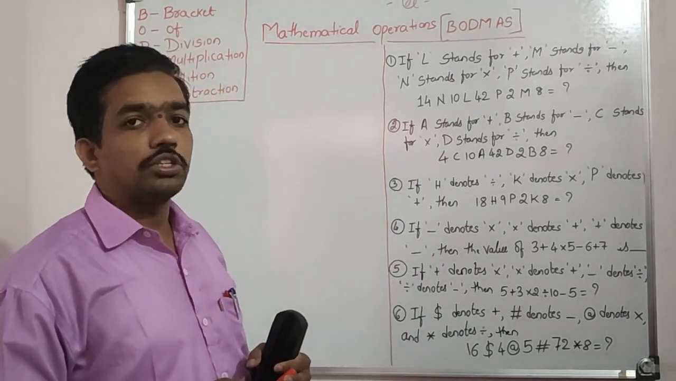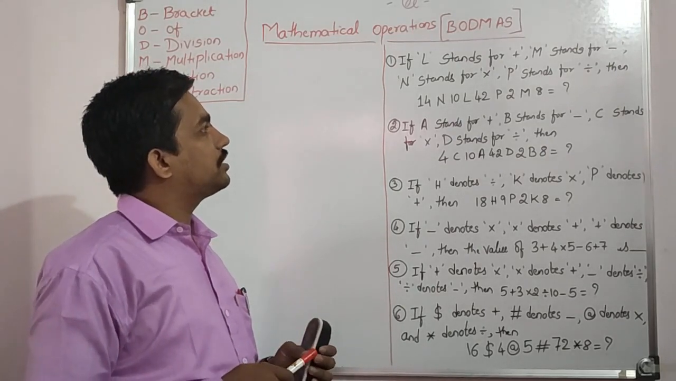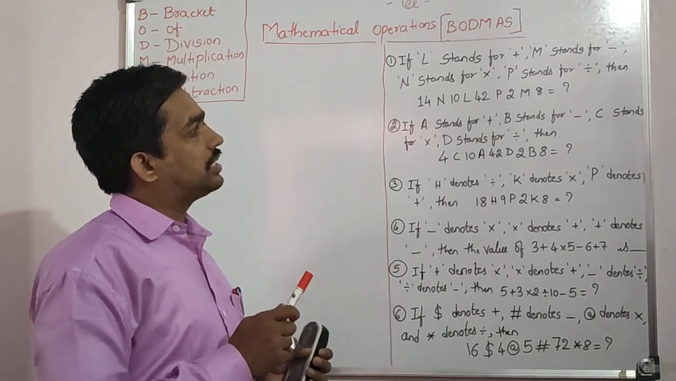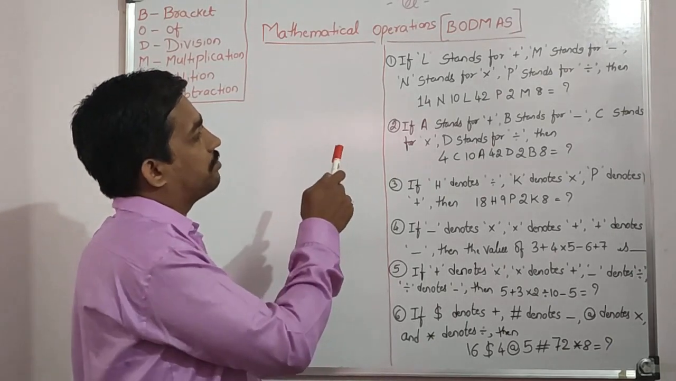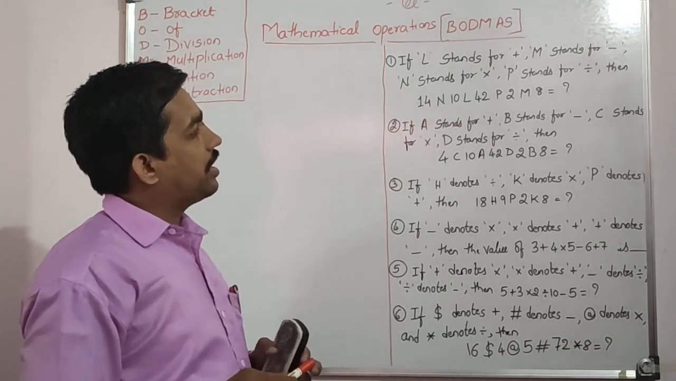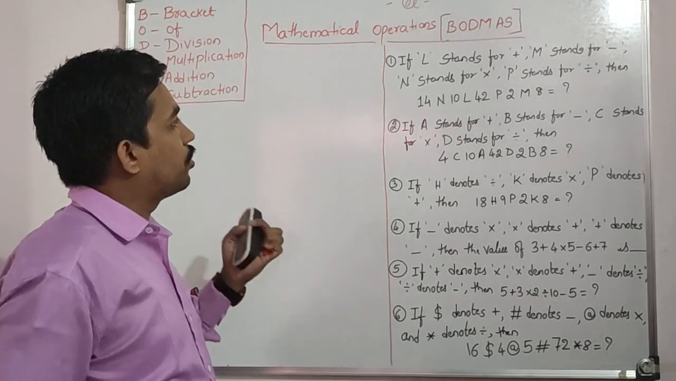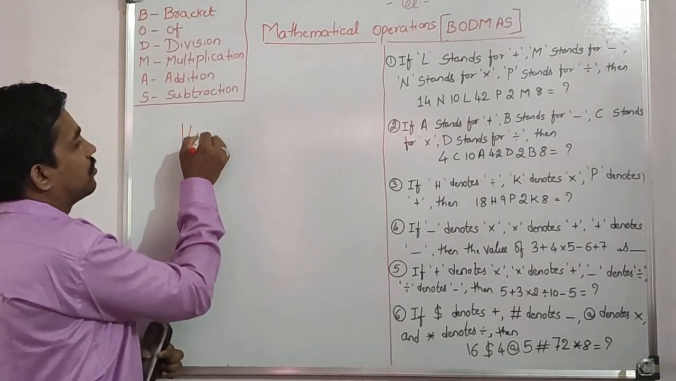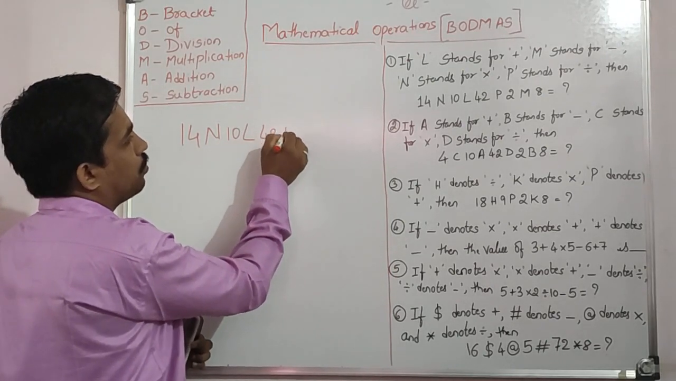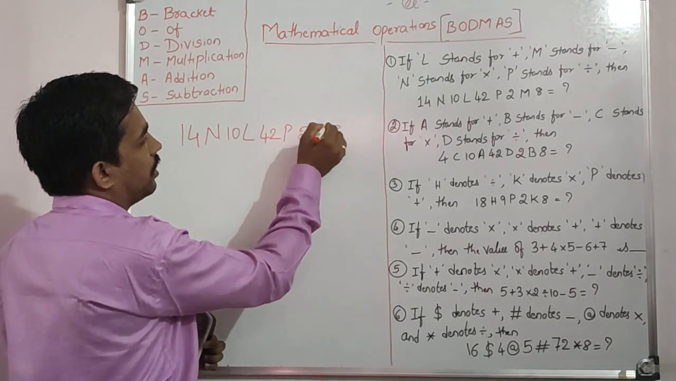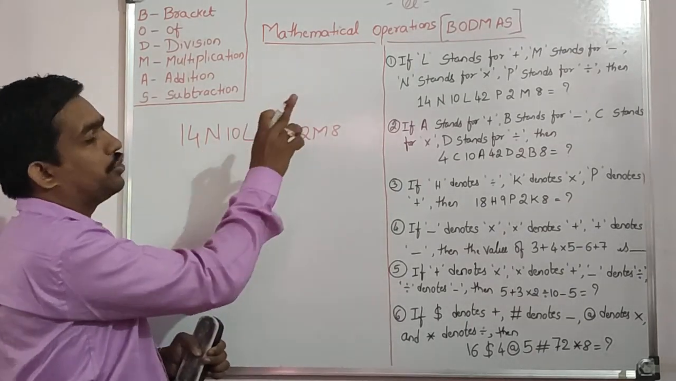Coming to the first question: if L stands for addition, M stands for minus, N stands for into, P stands for division, then what is the answer for 14N, 10L, 42P, 2M, 8? Let us start the problem. You have to substitute the letters with signs.